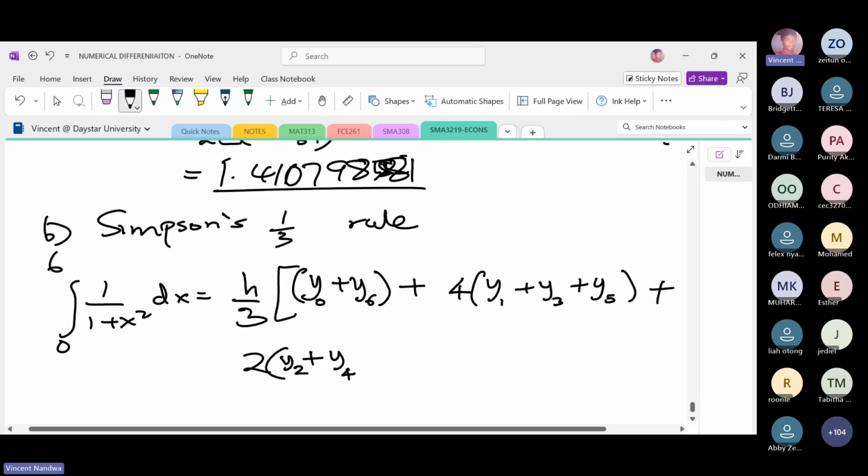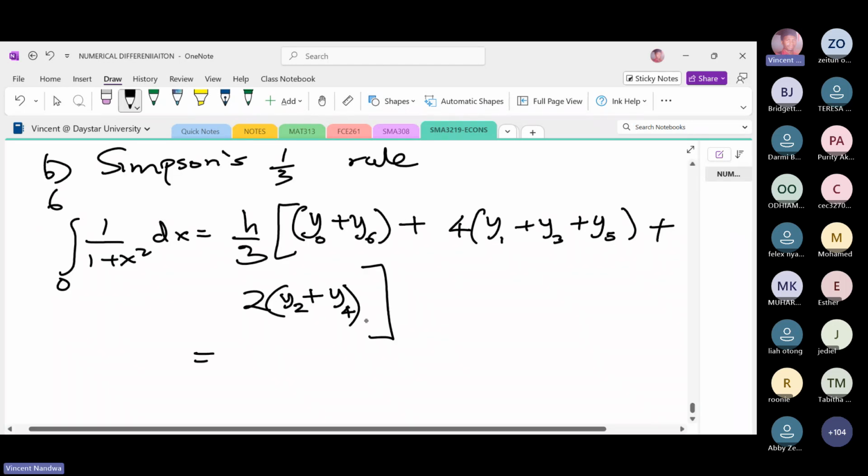Because next was to be y6, but y6 was the last ordinate which has already been used, you stop here at y4. You don't add y6 here. Y6 is an even ordinate, but because it's already an endpoint, it has already been taken care of. So we don't write it here again.